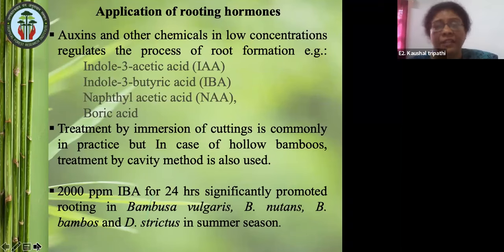Many kinds of auxins are there, like indole acetic acid (IAA), indole butyric acid (IBA), naphthalene acetic acid (NAA). And with our experience, we have found that indole-3-butyric acid (IBA) is the most suitable auxin for rooting, getting a higher percentage of rooting in all the bamboo species. And we give the treatment by immersion of the cuttings in practice. Usually we make the cuttings of the size we require, and then we immerse these cuttings in the solution of these auxins.